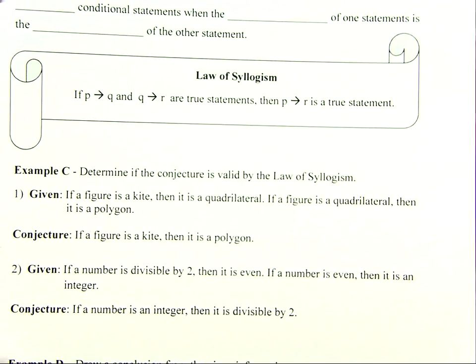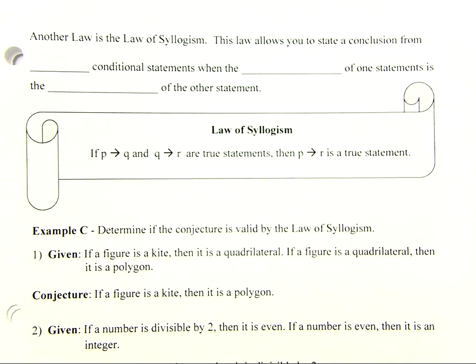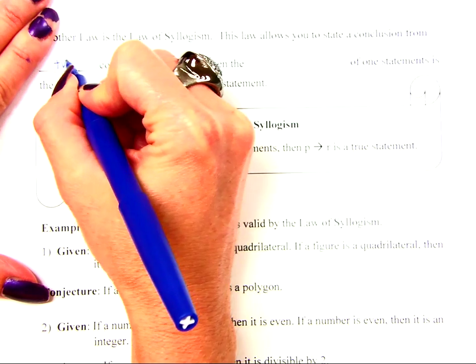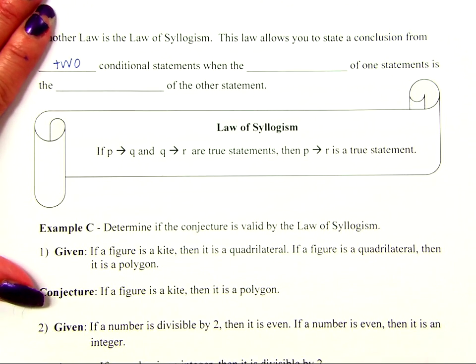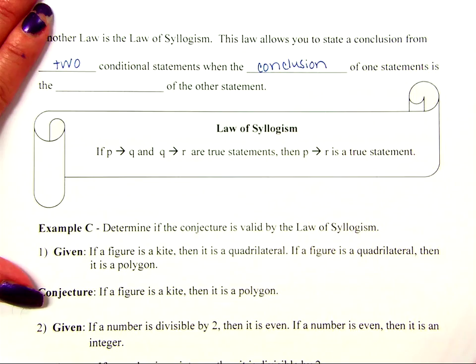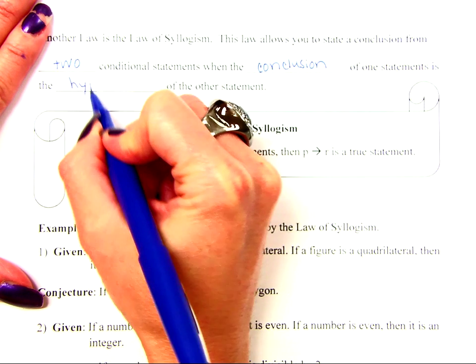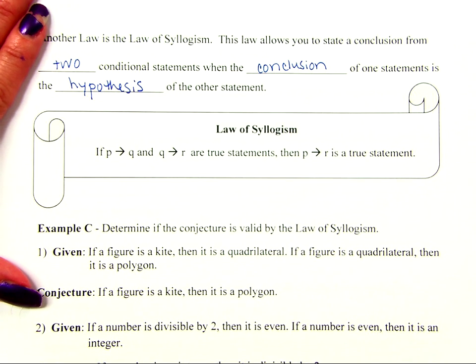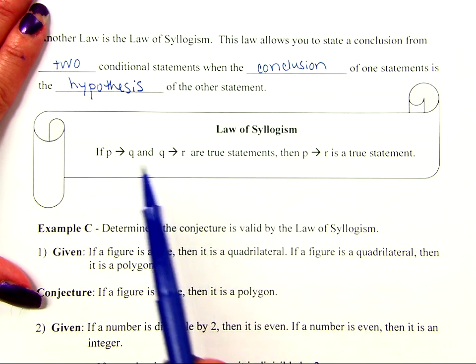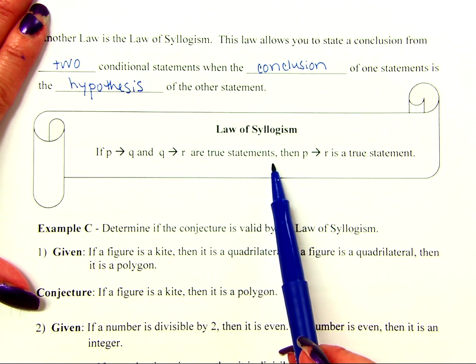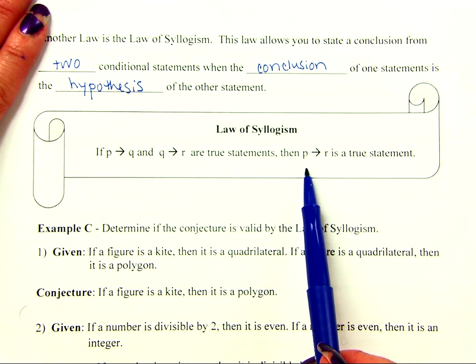The second law that we're going to introduce is called the law of syllogism. The law of syllogism allows you to state a conclusion from 2 conditional statements when the conclusion of one is the hypothesis of another. Symbolically, the law of syllogism says that if P then Q and Q then R are true, then P then R is also true.